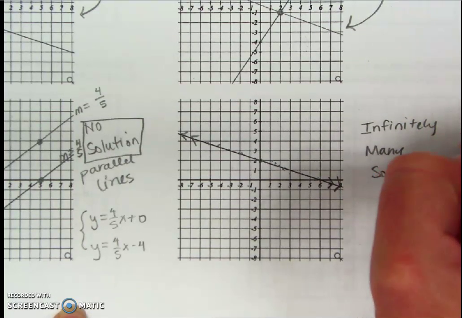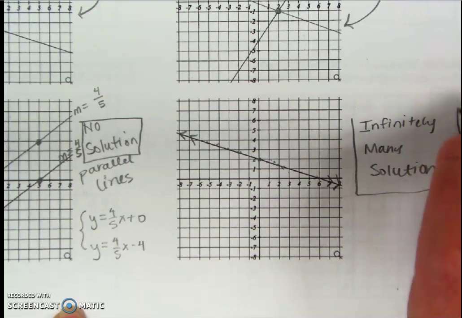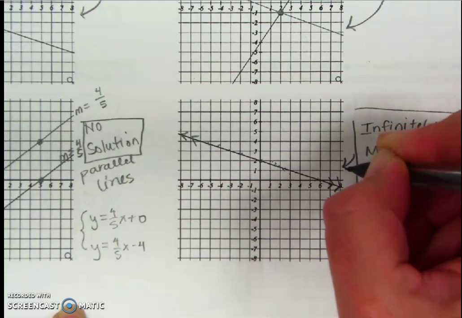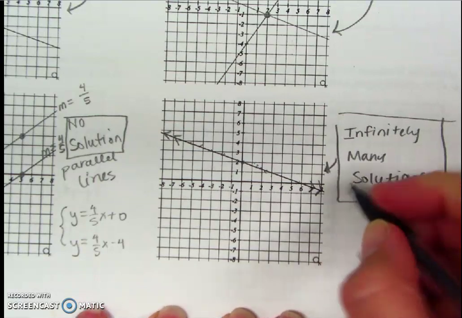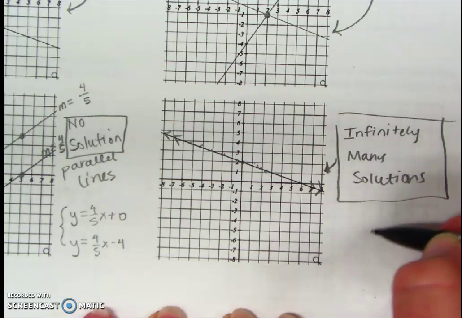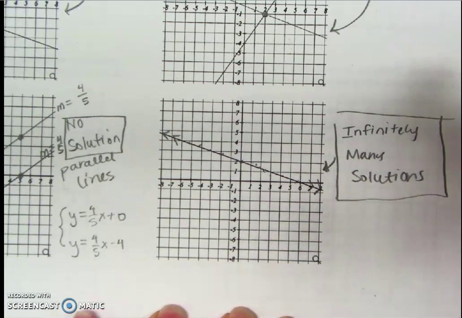Does that sound familiar? It should. It's going to come back up. We had seen this with variables on both sides, and that will show up again. So if they're the same line, there's infinitely many solutions because they're overlapping an infinite amount of points.